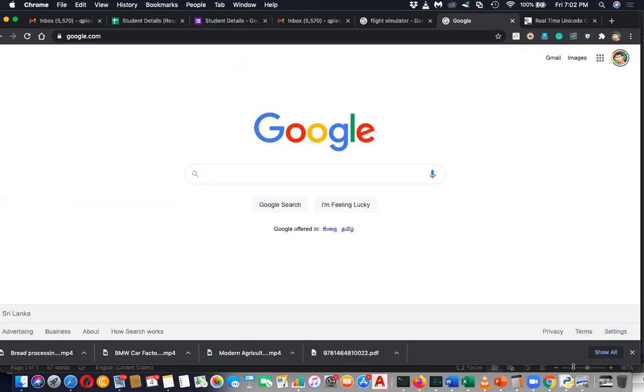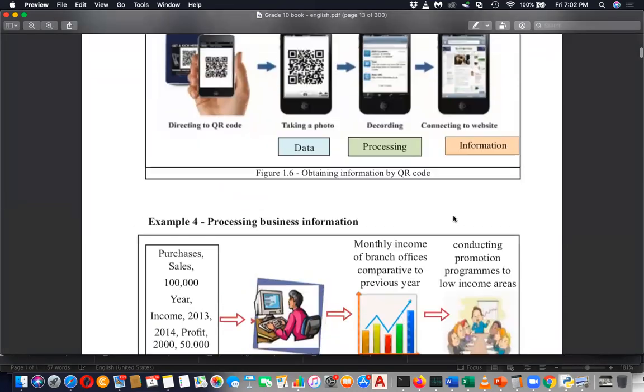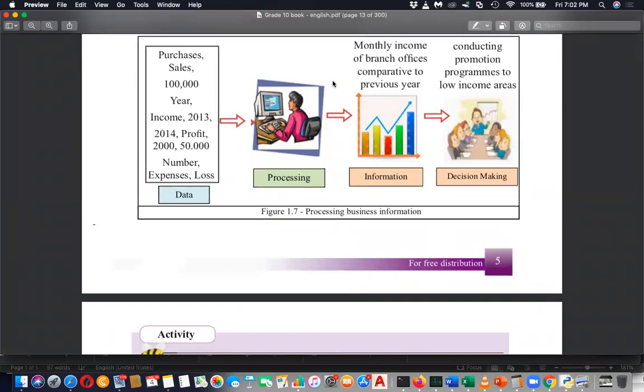So let's move on. And then we discussed another example.